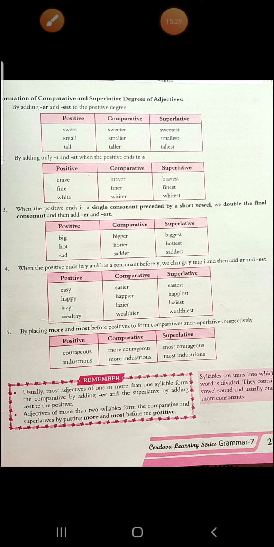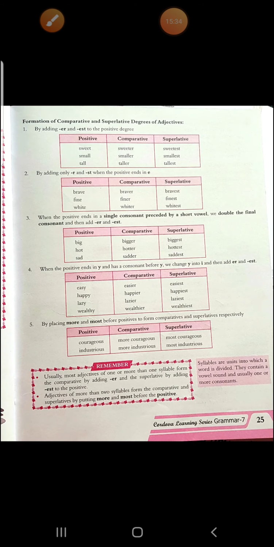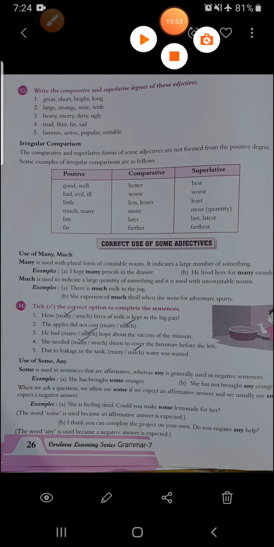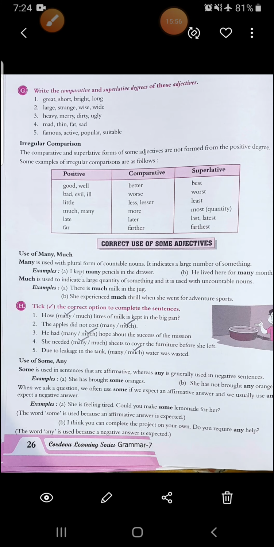Alright, so I'm doing it till here. Actually, there's an exercise that is given on the next page that is related to the formation of comparative and superlative degrees. Let's do that, and we will do this video till that exercise only. See this exercise that is given on page number 26, that is exercise G. What you have to do, these words are given, you have to write the comparative and superlative degrees of these adjectives. Alright, so see the first one.